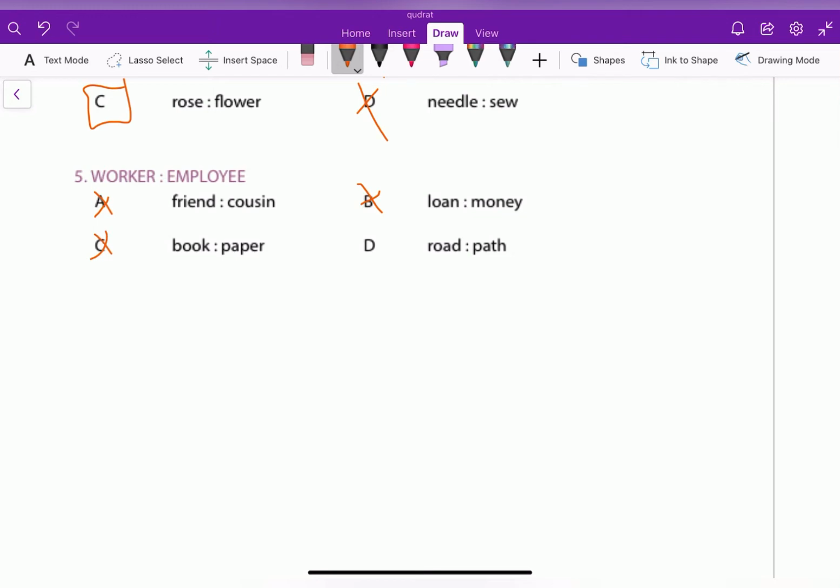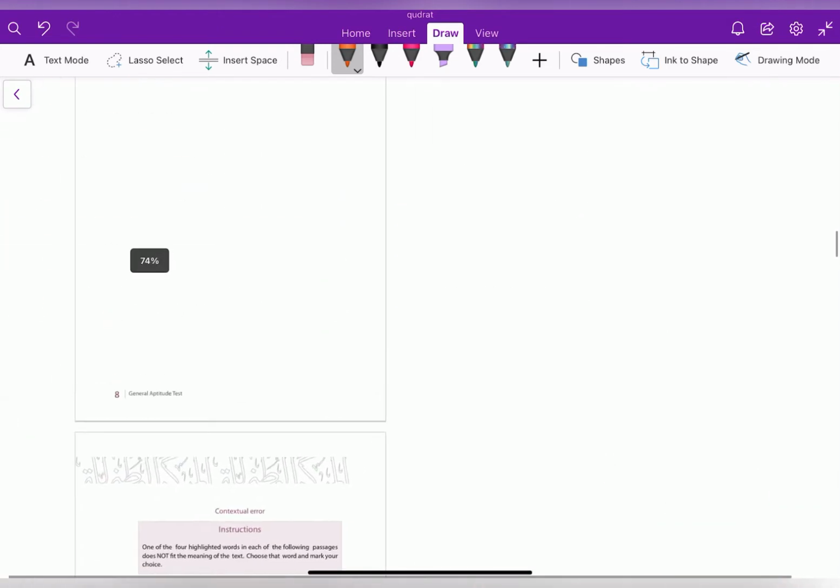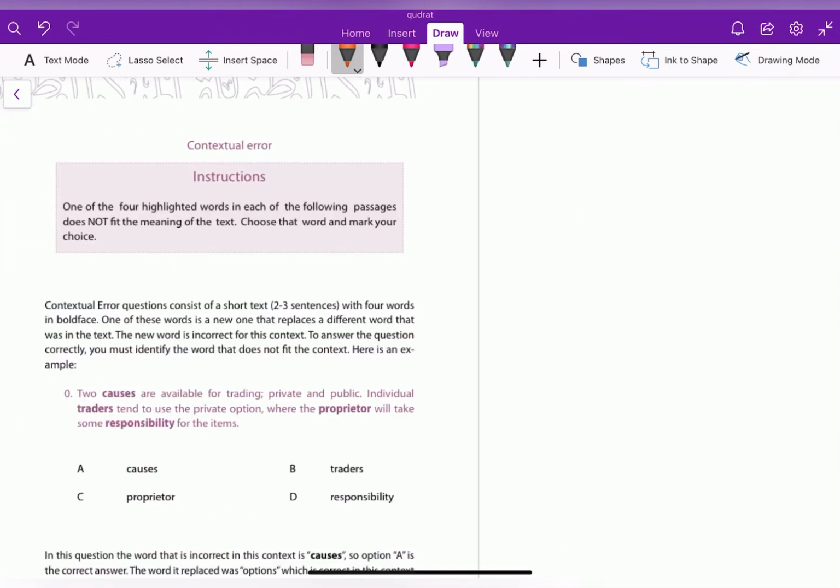Is it road, path? Yes, because they are basically synonyms. A road is basically a path. A worker is basically an employee. Okay, now let's move on to the next question. Okay, so the next question is a different section.